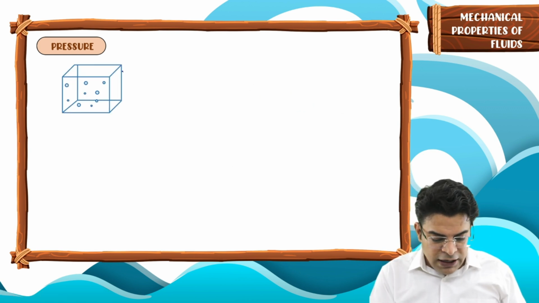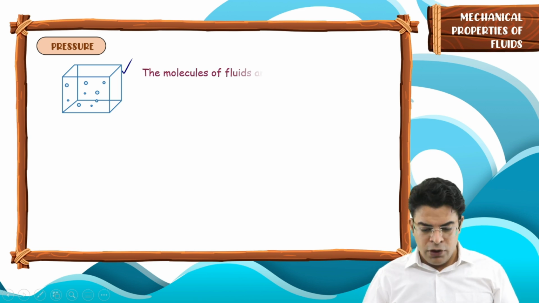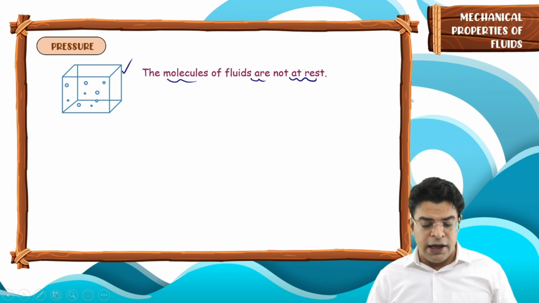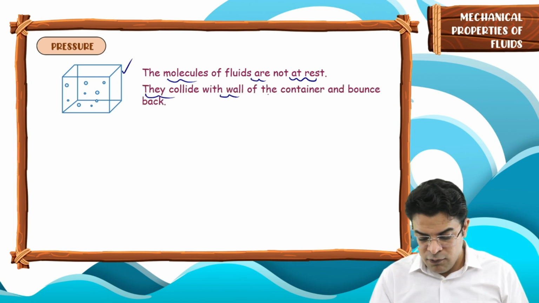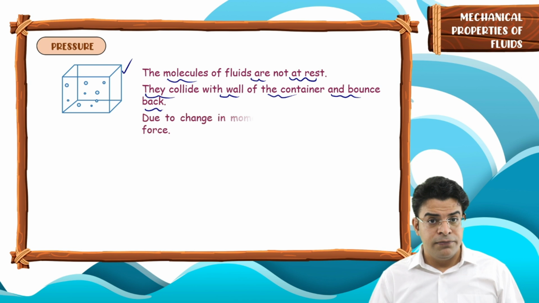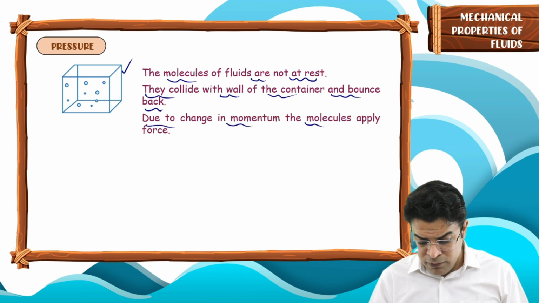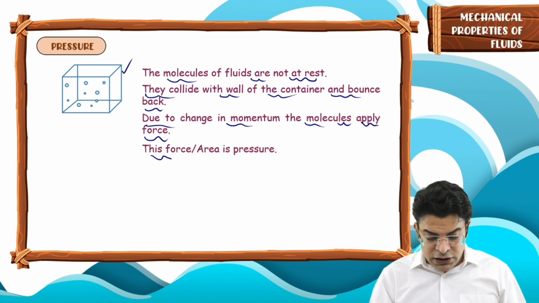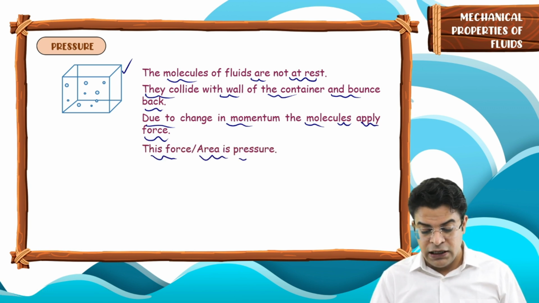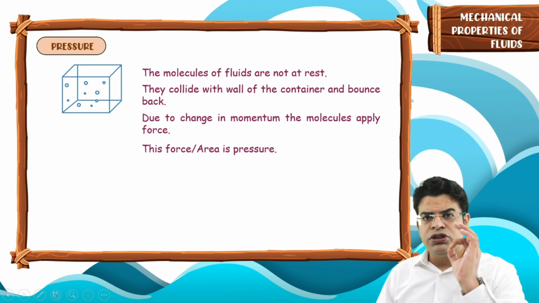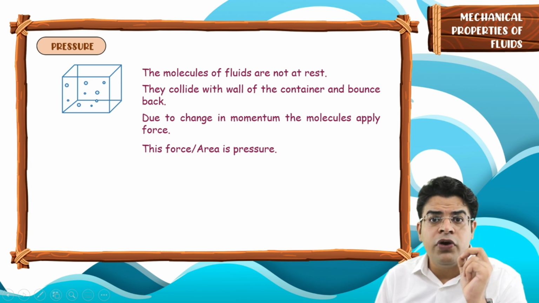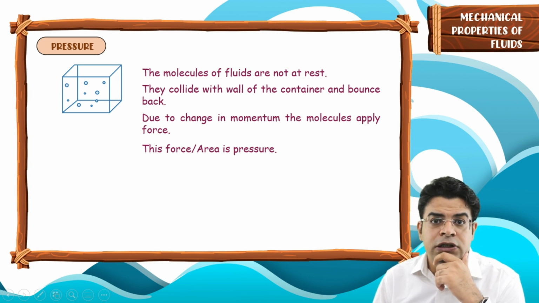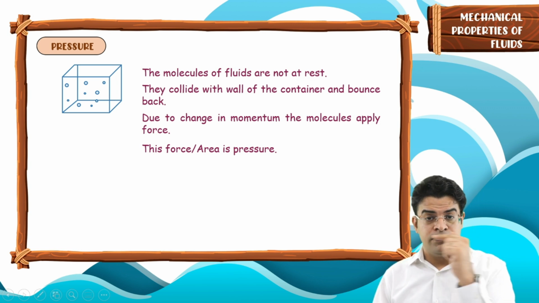So visualize a container containing fluid. The molecules of fluid are not at rest. They keep on moving in random direction. They collide with the wall of the container and bounce back. Due to the change in momentum of molecules, they apply some force on the wall. This force acting per unit area is called pressure. Now question is, in which direction fluid applies force? Sir, the fluid applies force along the normal to the surface.